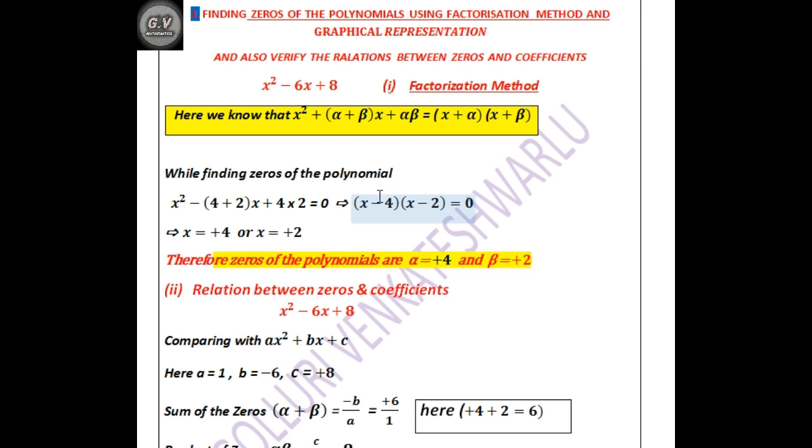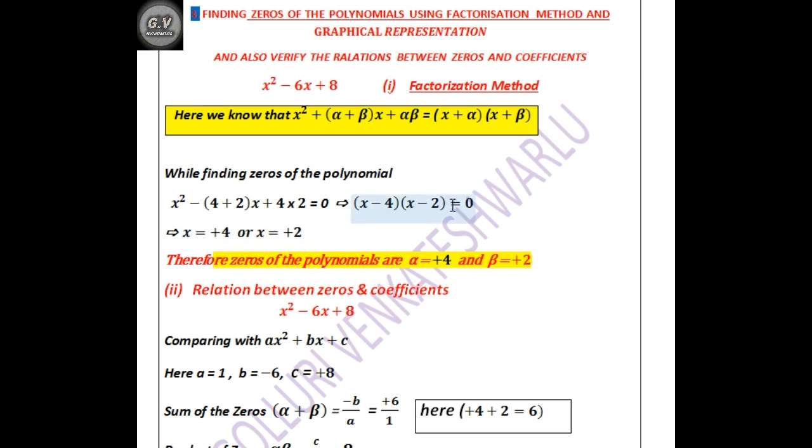So while finding the zeros, this polynomial value is equated to 0. Look, Nana, x minus 4 equal to 0. If the product of these two terms is 0, then any one of the terms will be equal to 0. Then only this product becomes 0. So x minus 4 equals 0 means, by transposition, minus 4 becomes plus 4.